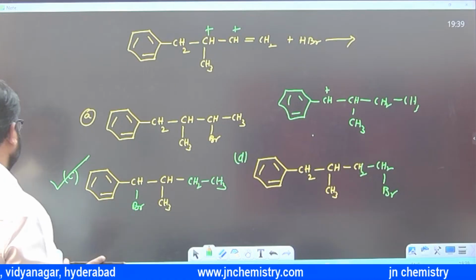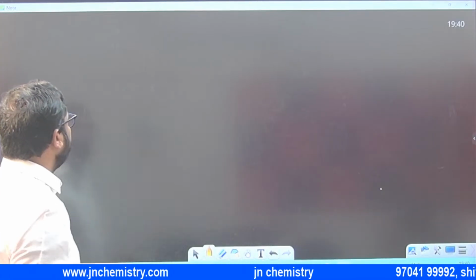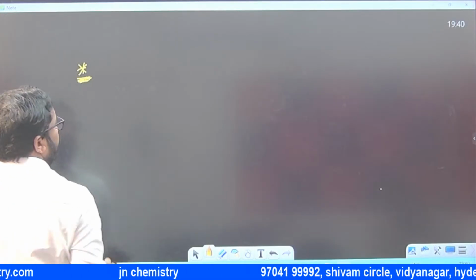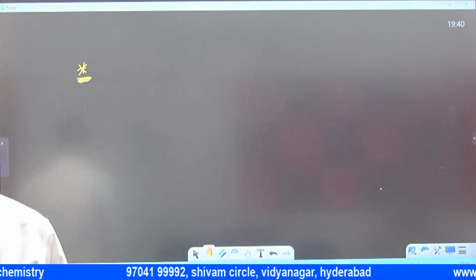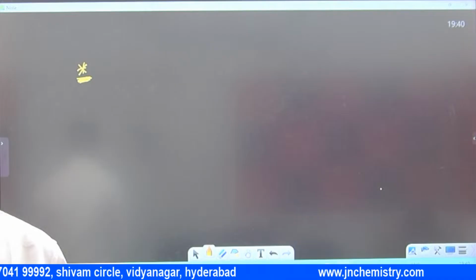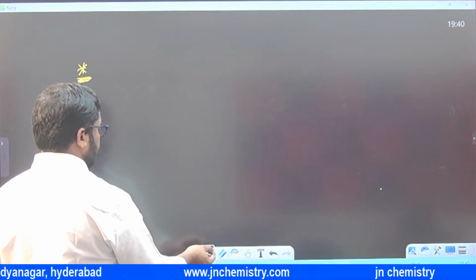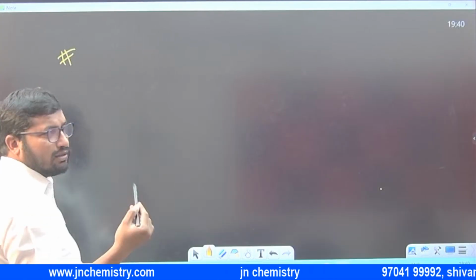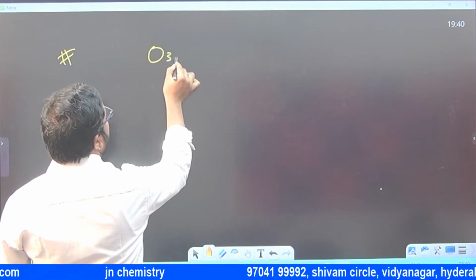This electrophilic addition reaction takes place in alkynes also, but I'll explain it in the alkyne chapter, of course. And next, moving to this one, ozonolysis.